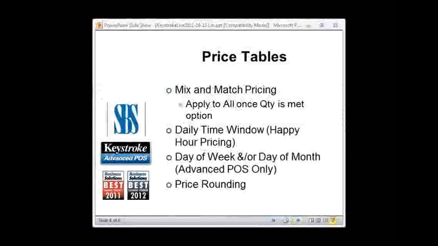And that's helpful. For example, if the items are normally $1 each and you're going to sell 2 of them for $1.50, if you check the apply to all once quantity is met, if they buy a third one, they will get that also at basically 75 cents, or the mix and match pricing. If that is not checked, then the third item goes back to $1 and you only get the 2 for $1.50 if you buy 2, 4, 6.